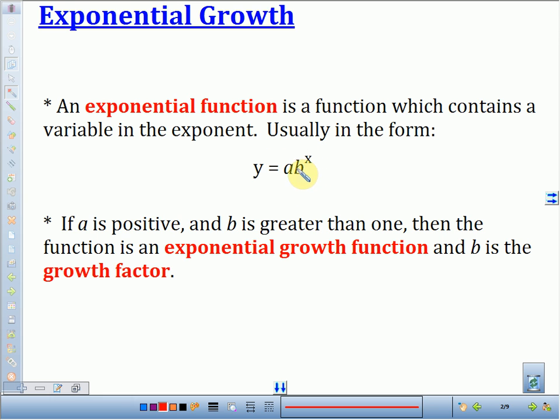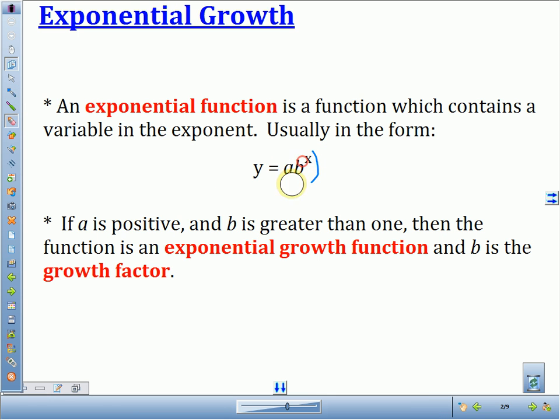Oftentimes we'll have this form here. We have y equals a times b to the x power. Now let's take just a moment to look at this. You should be aware that this is a, right? And a has to be a number that's bigger than 0. So a has to be bigger than 0. And we are multiplying a times b to the x. So b has an exponent, a does not have an exponent. And the exponent is what's changing in our function.